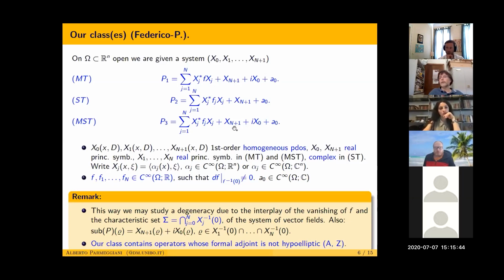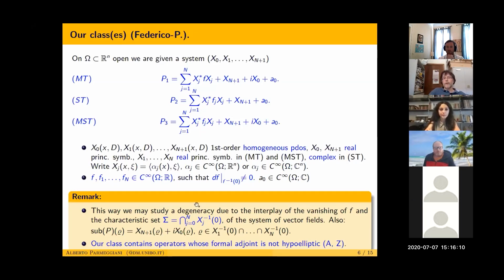Can I ask a question? Yes. What is the difference between MT and MST? In MT you see only one function here, in MST you have many functions here. So the degeneracy may be much more. Oh, I see, yes. Right. But we're going to see this as a kind of perturbation of this situation here. But this is the main difference.